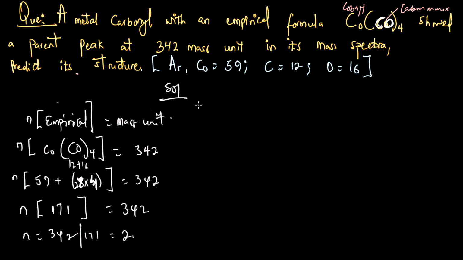So the next thing we need to do is put our 2n, with n equal to 2, to be cobalt and CO4, so we have this to be Co2(CO)8. So this is the molecular formula. So now to predict its structure, we can actually do it in this way.